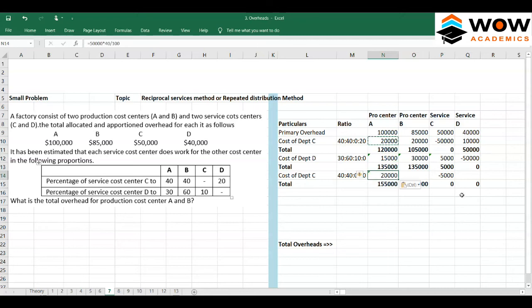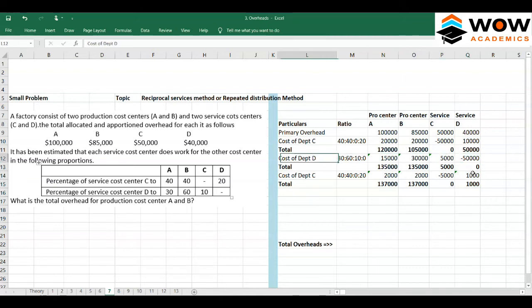Okay, so now you have 5,000 that has to be split, right? How do you split it? 40 is to 40 is to 20. So 5,000 is split into 40 is to 40 is to 20. So this is how the 20 got split. Now the sum is over, but the problem is now A has the full amount, B has the full amount, C is 0, but D has some more amount. Now D you have to split. So you got the problem here.